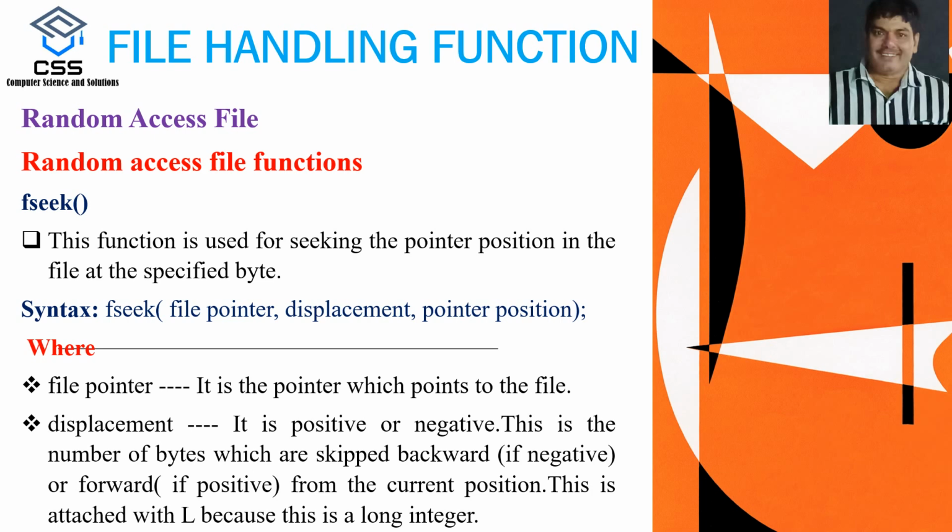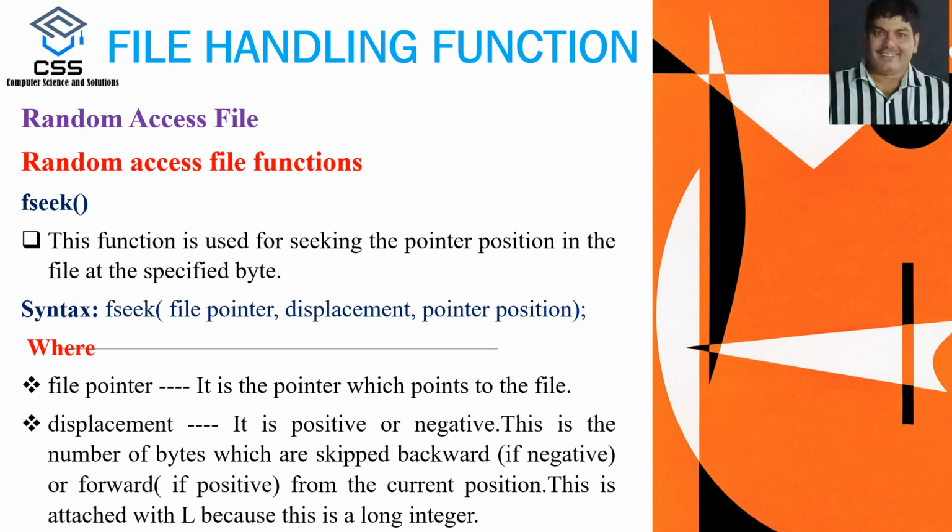Why is the L given? Suppose 2L means 2 long integer, 2000L means a long integer, L for long integer. Minus 2L means from the current position to the backward direction. Suppose 100L means you want to extract 100 bytes from the current position to the forward direction, means right position.